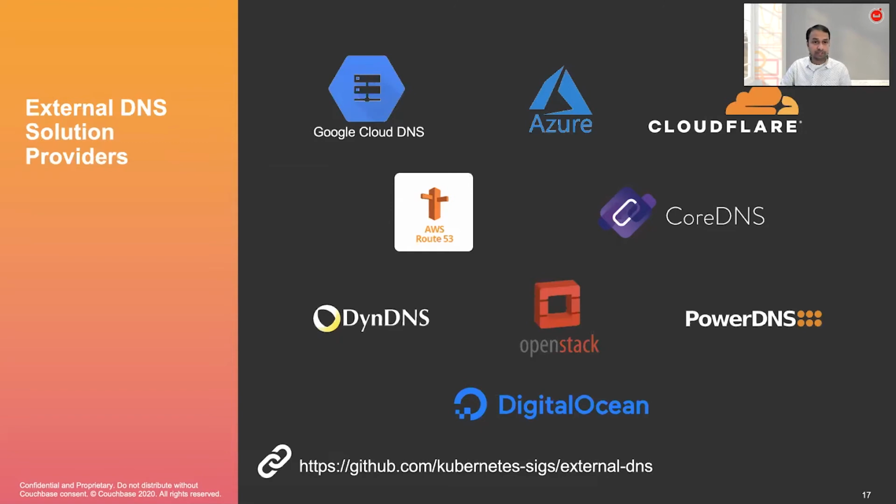And as I mentioned earlier, these are some of the external DNS solution providers. I have only listed a few top providers here, but there are more than 20 providers. You can refer to this link to know more about the different external DNS providers and what is the status of each provider, right? When I say status, whether they are in alpha, beta, or stable status, and based on that, you can choose your external DNS provider.